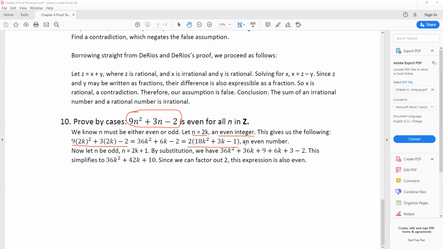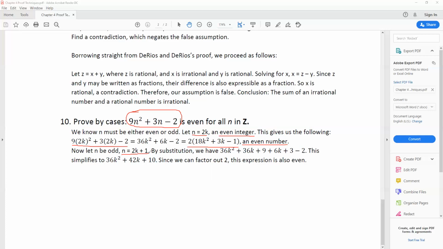Anytime you can express an integer as 2 times another integer, then you have an even number. So that takes care of the even case. Let's take a look at the odd case. n is equal to 2k plus 1. If you can express an integer as twice an integer plus 1, then that given integer must be odd.